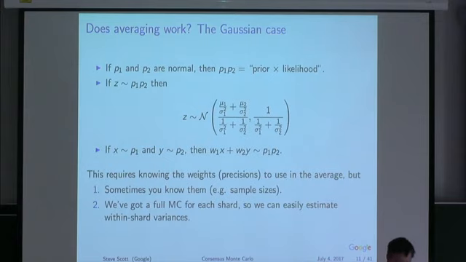In order to do this, we have to know the precisions. But of course, we've done a full MCMC, so I know what the precision is. All I have to do is take the sample variance of the MCMC draws and invert it, and I've got the weights that I need in order to do this weighted average. So that's kind of cool.